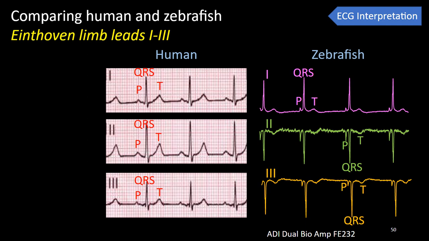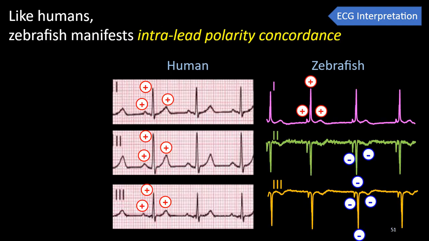What additional types of insights can we fish from dual lead ECG? Let's find out by dual lead ECG recording, say from lead 1 and lead 2, to construct the first fish Einthoven's triangle. Then we can compare fish and human Einthoven's triangle. One key similarity between the two Einthoven's triangles here is that within each species, all three ECG components in each lead have the same polarity. We call this polarity concordance.